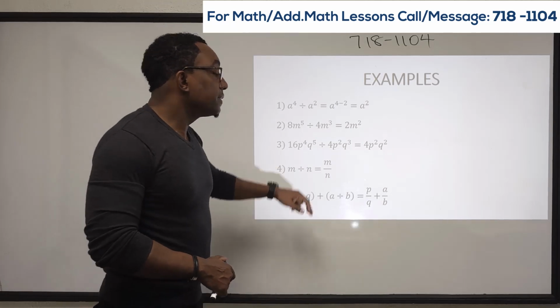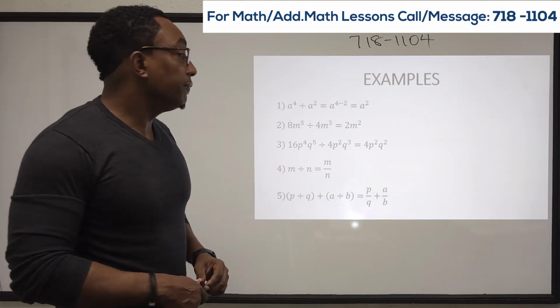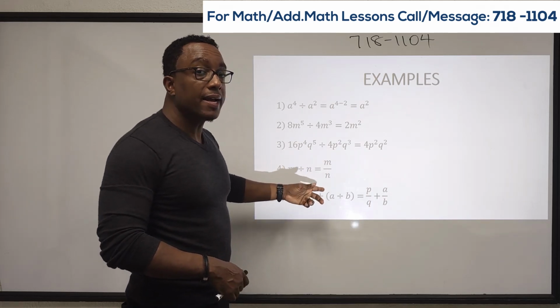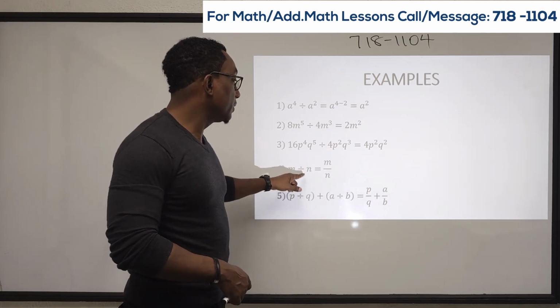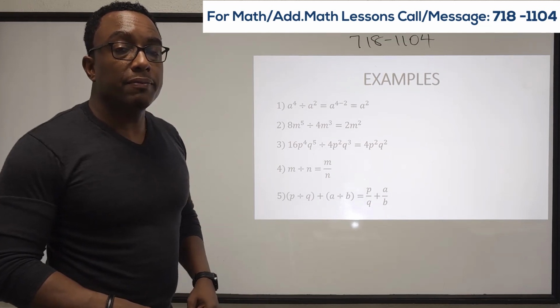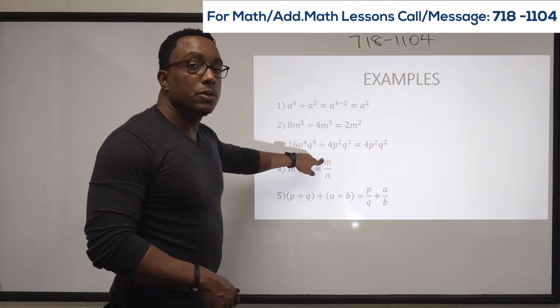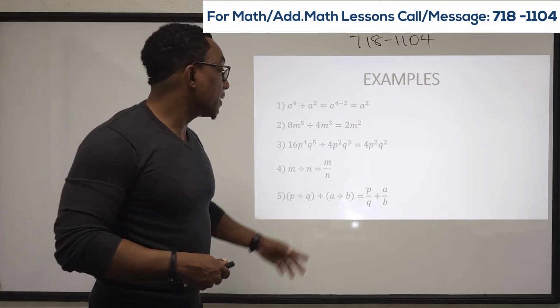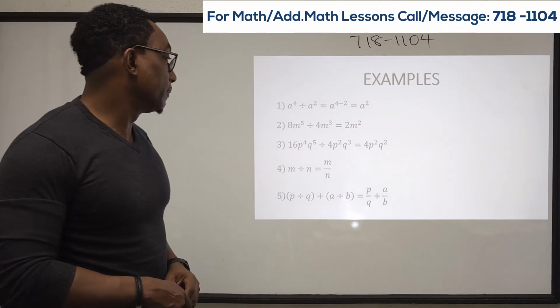Clearly my variables are different, so therefore my answer will remain as m divided by n. And you can rewrite it as m over n. The division sign here is replaced by the vinculum. M will be written in the numerator, n will be written in the denominator. So you can also rewrite it and represent your answer as such.